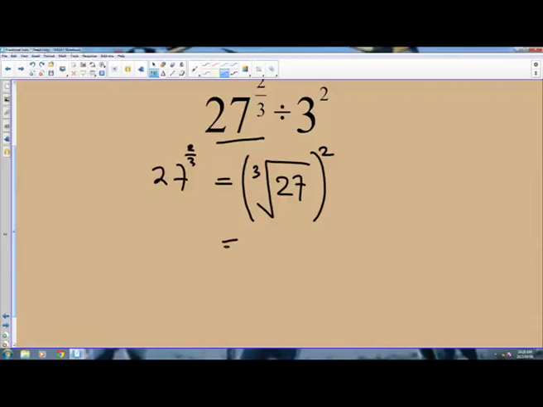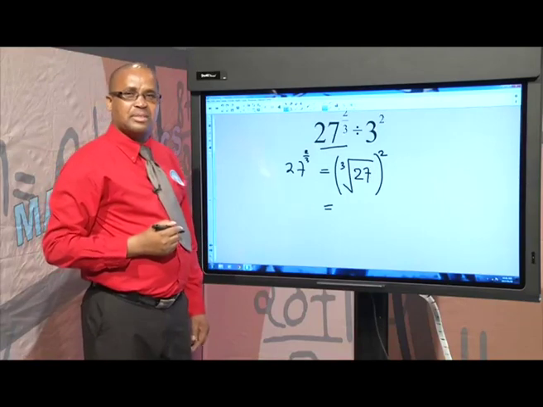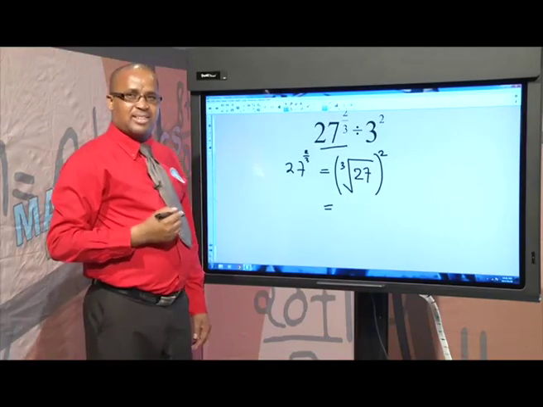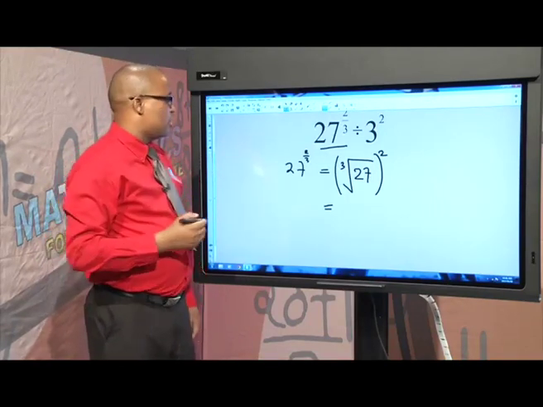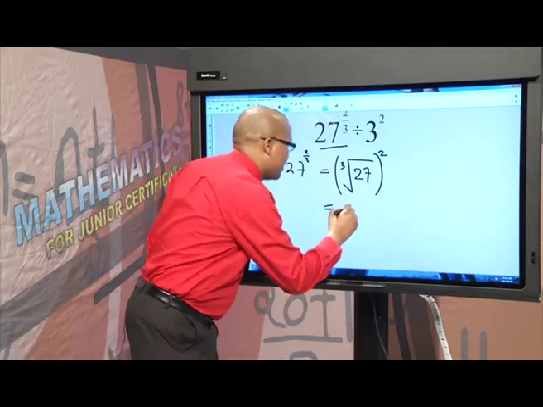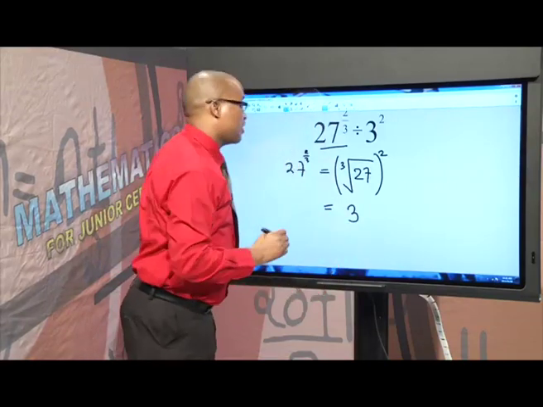So this will be the cubed root of 27. Find a number such that when you multiply that number by itself, how many times? 3 times. You are going to get 27. That number is 3. 3 times 3 is 9, times 3 is 27. So the cubed root of 27 is 3. And then it says square it.